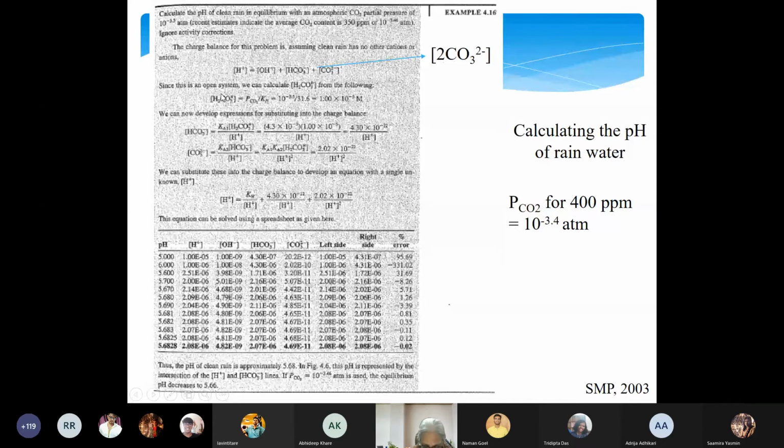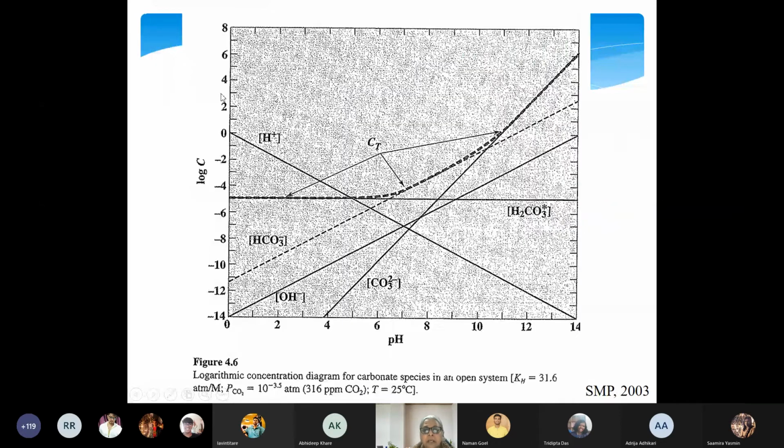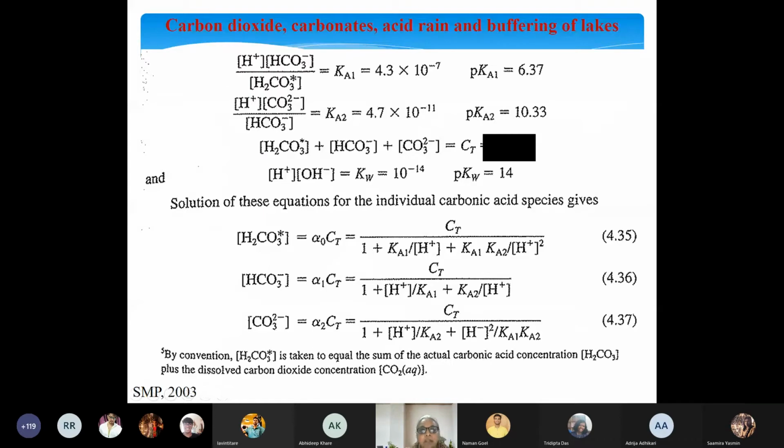So this becomes the governing equation. And this is our 10 to the power minus 5 in this case. And let's see what else. So let's come back to our mass balance.